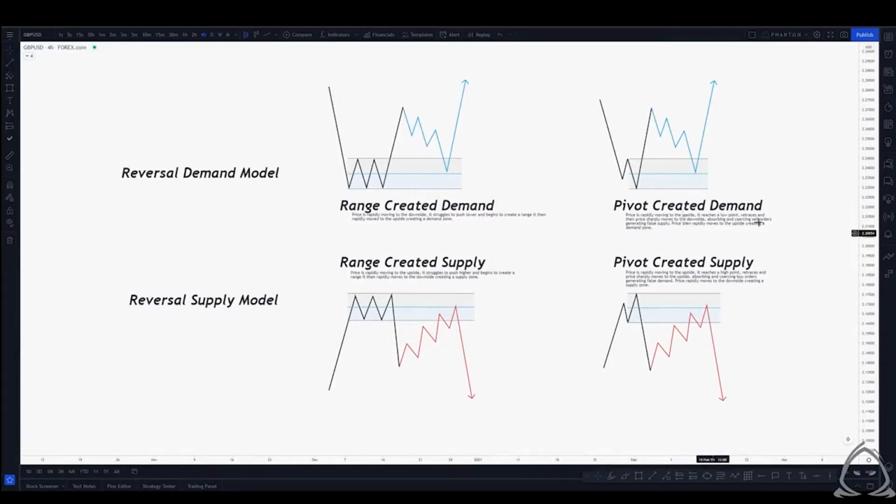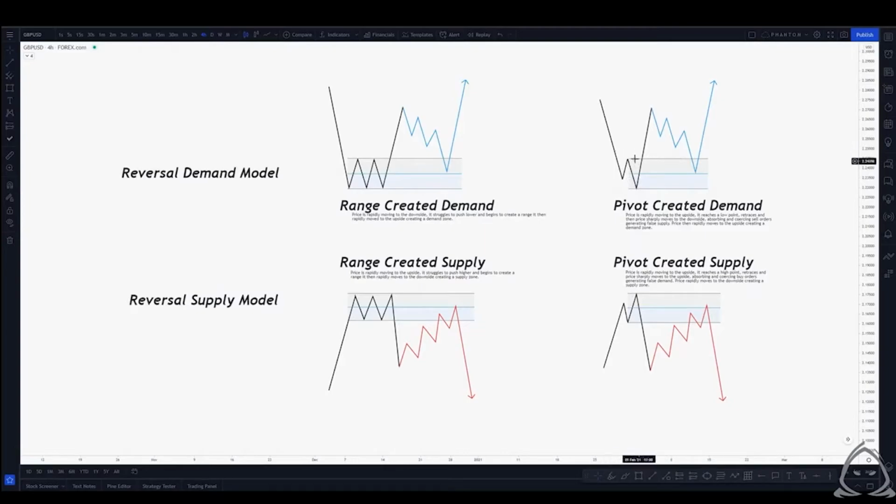And now we can look into the pivot created demand and supply reversal models. And similarly to the reversal demand model created by a range, we get that sharp move to the downside followed by an expansion away. The difference being with the range is we actually have that clear sideways range, whereas with the pivot, you almost get a double pivot where price creates a low, moves up, doesn't really go too much further. We move to the downside rapidly, create that pivot in price, and then price expands to the upside. This entire move is what formulates that demand zone.